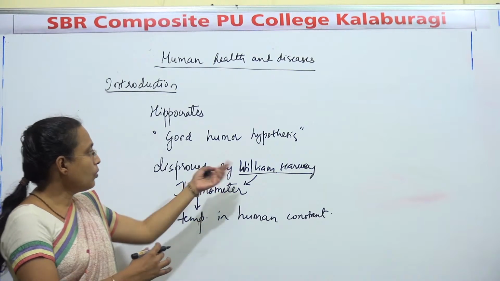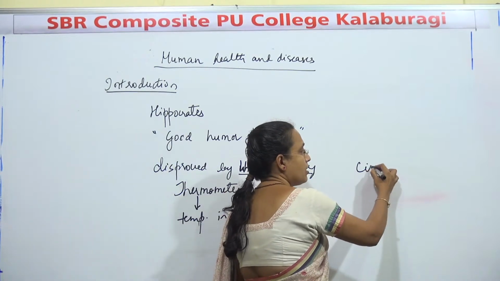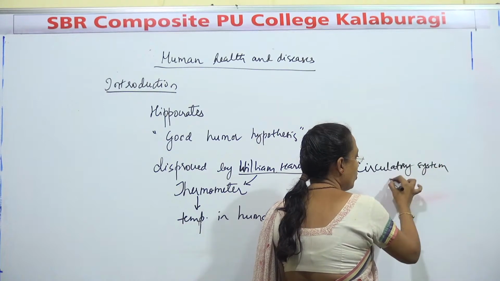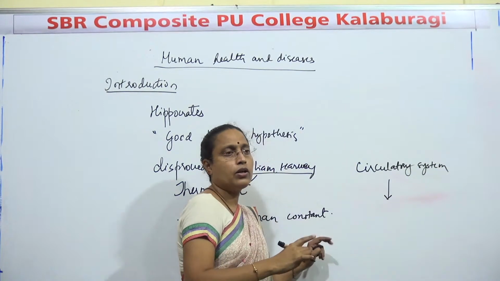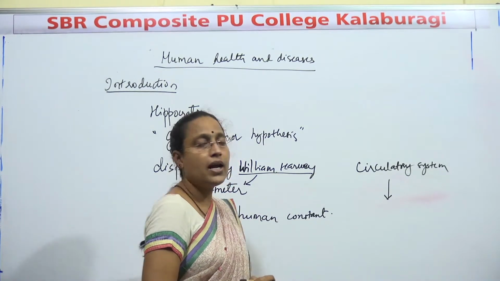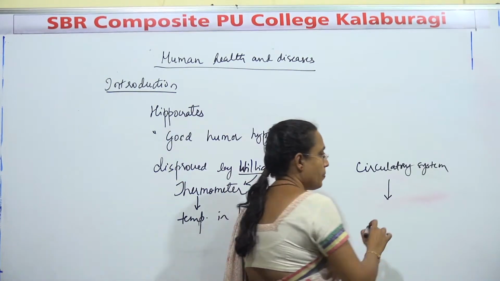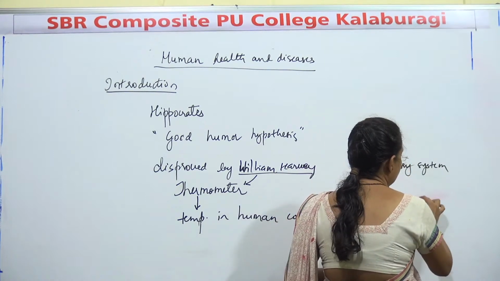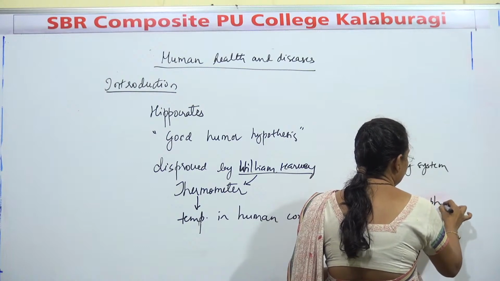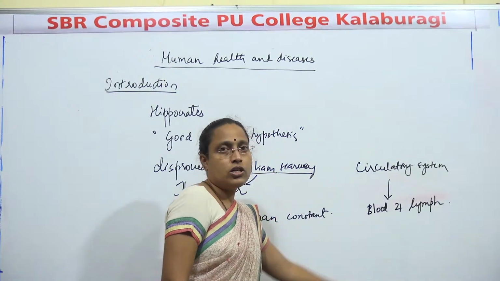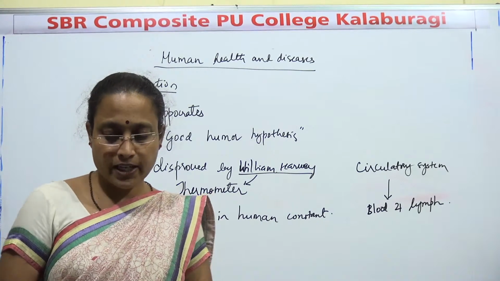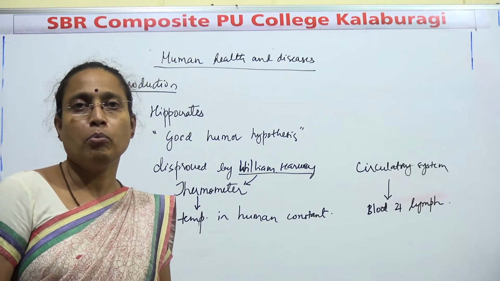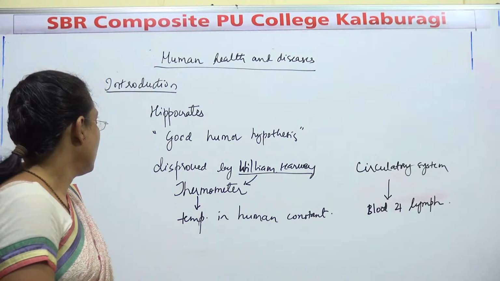Okay. And now you know that he is the one who discovered the circulatory system. And you know that in the circulatory system, there are two main humors in the body. One is blood, another is lymph. In fact, you also know that lymph is derived from filtration of blood itself.